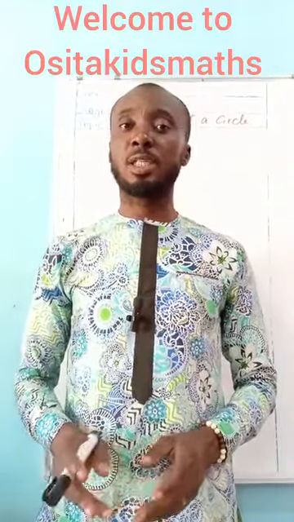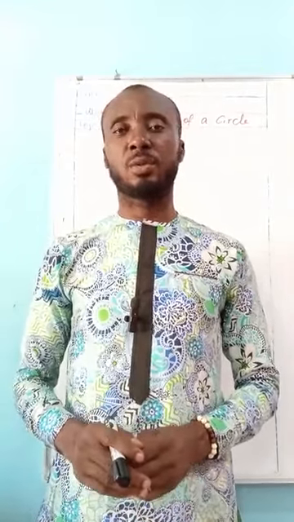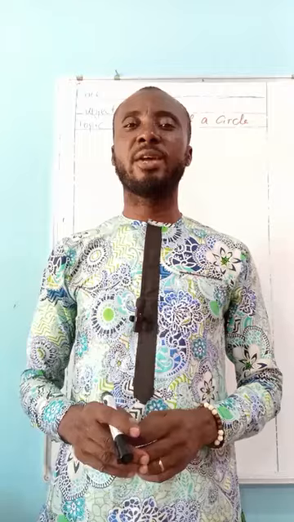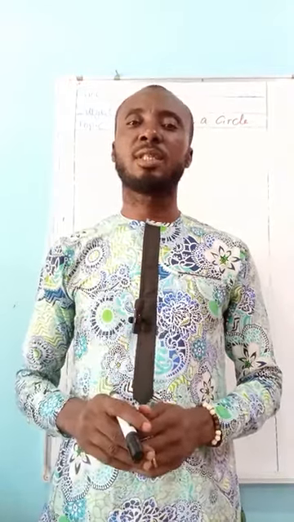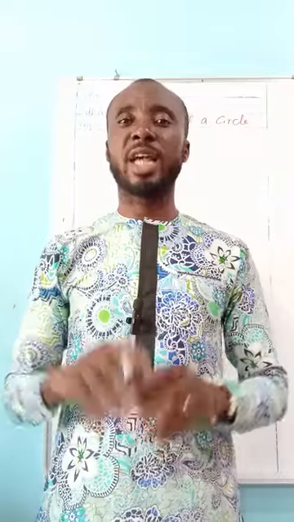In this video, we'll be talking about the description of a circle. Before we go further, what do we mean by a circle? A circle is a rounded plane figure. It has a fixed point that is equidistant to the circle from any direction.